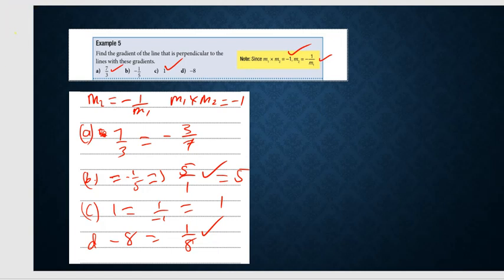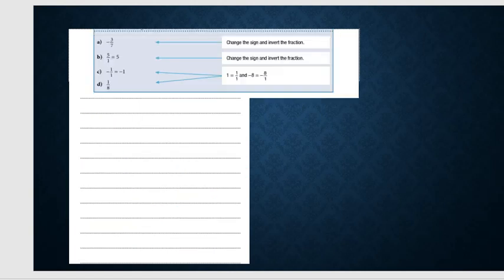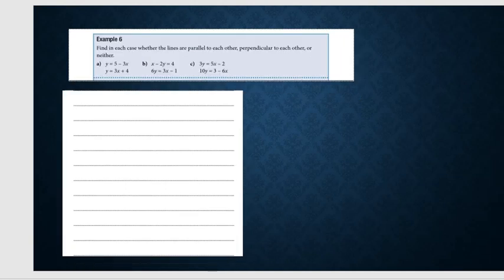So look at example number 6 and try to do that yourself. You are supposed to find in each case whether the lines are parallel to each other, perpendicular to each other, or neither. I can do the first one and then you do the remaining ones. The first one, equation A: y equals 5 minus 3x, and y equals 3x plus 4.